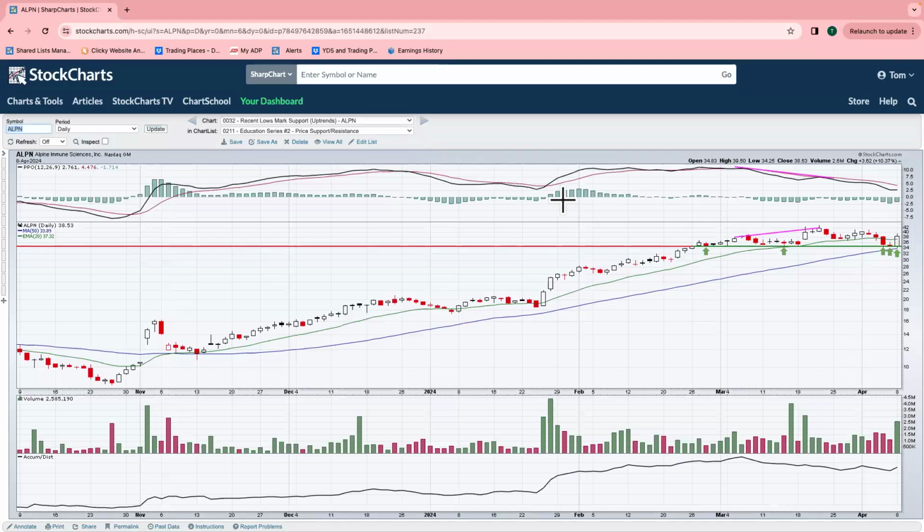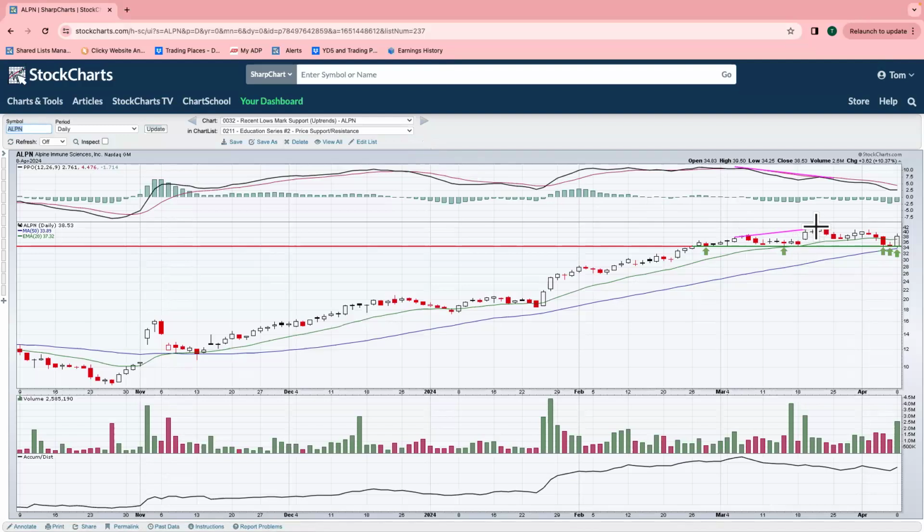One more of these recent lows marking support. This is Alpine Immune Sciences. So this is a biotech. It's very aggressive. These are types of companies that can gap up or down without a whole lot of notice. So I would not even be in ALPN unless I was comfortable with taking the risk. And I probably would have a smaller position size than normal because of the additional risk.